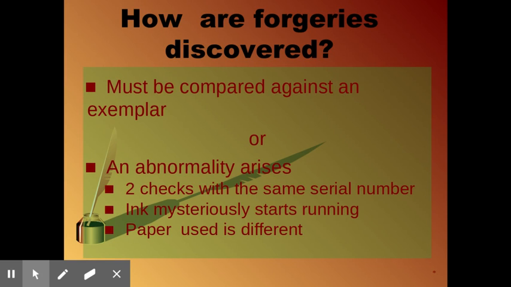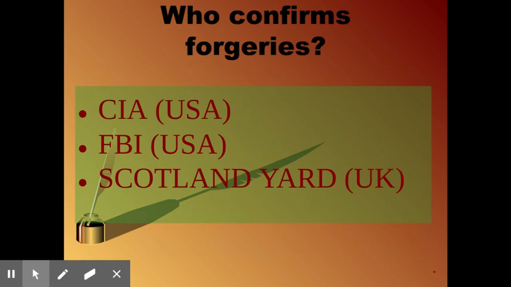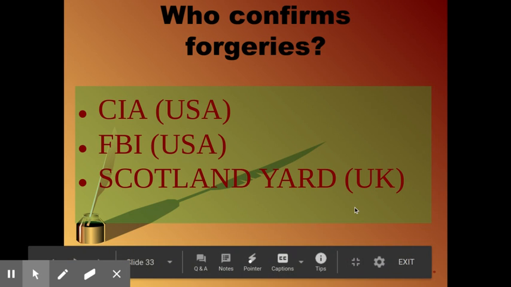Two checks with the same serial number, that's a red flag, right? Ink mysteriously starts running. The paper used is different than it should normally be. So who confirms forgeries? The CIA, the FBI, Scotland Yard in the UK.